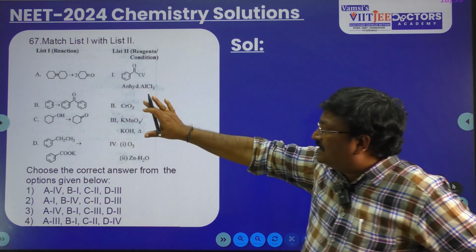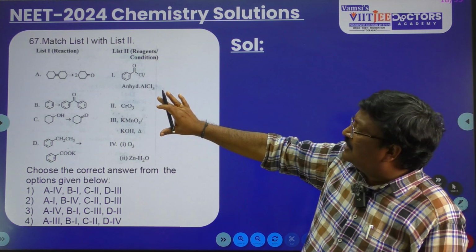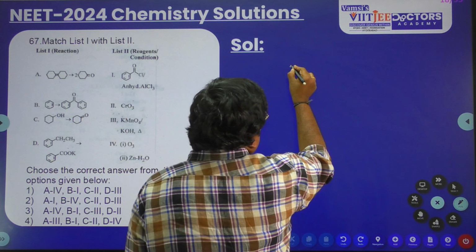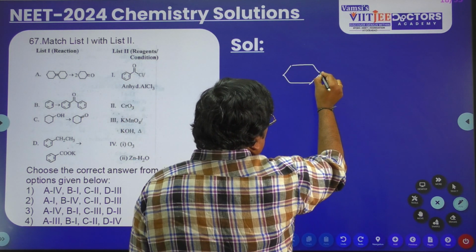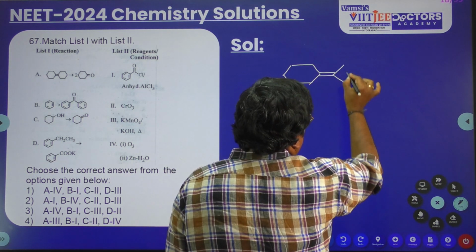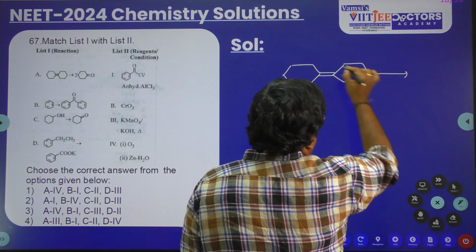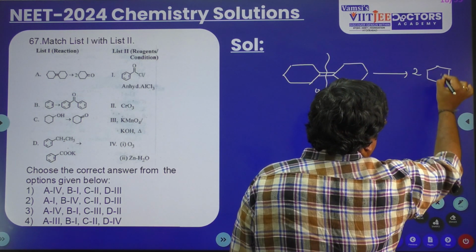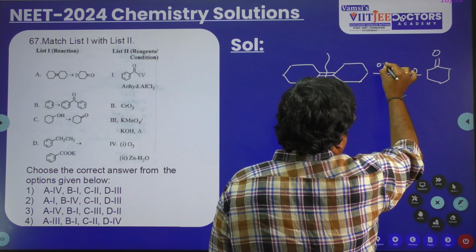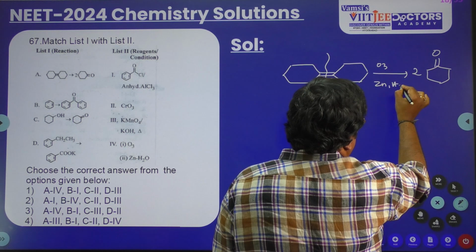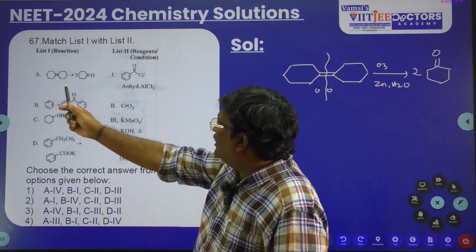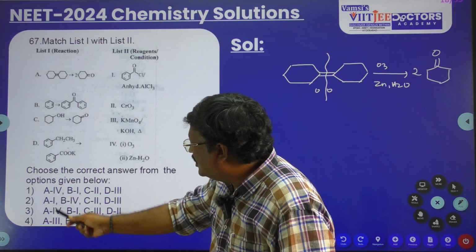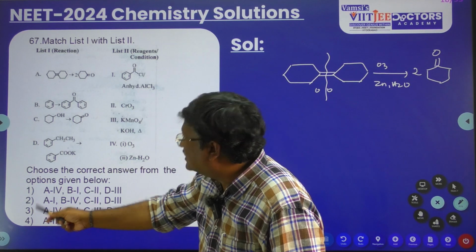Here, it is based on reagents, organic chemistry, right? So here, it should be converted into a ketone, which means ozonolysis. Here, this is the compound given to you. Observe it carefully. When it is subjected to ozonolysis, we can get cyclohexanone. O3, Zn/water we have to take. A must have O3, so A is 4. A4 is given in two options, maybe first answer or third answer.